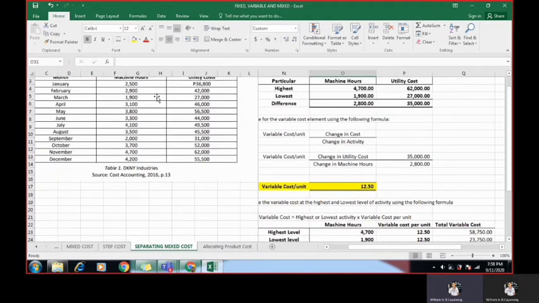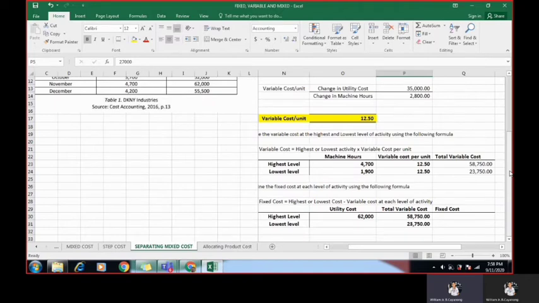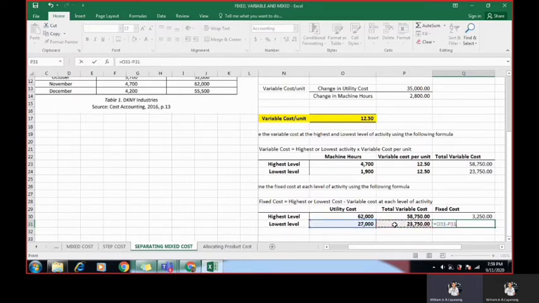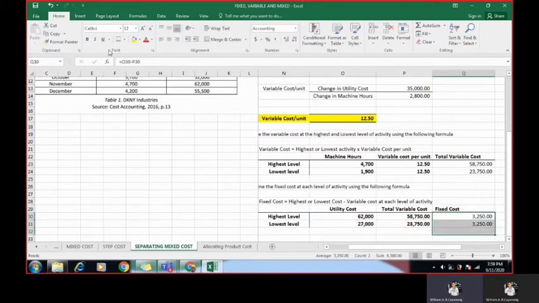Now, to get the fixed cost, i-deduct lang natin siya. Utility cost minus yung variable cost per component ng 62,000. Therefore, ang fixed cost dyan is 3,250. How about the other? Equal sign pa din, 27,000 minus yung variable component niya na 23,750 is equals to 3,250. Therefore, ang fixed component ng lahat ng activity na to is magkano? 3,250, di ba?